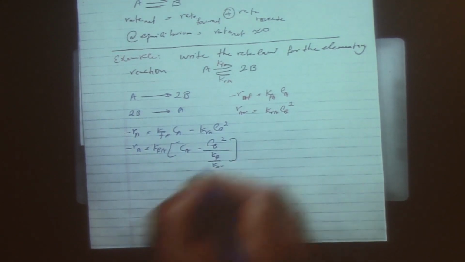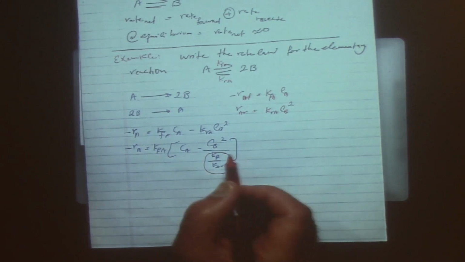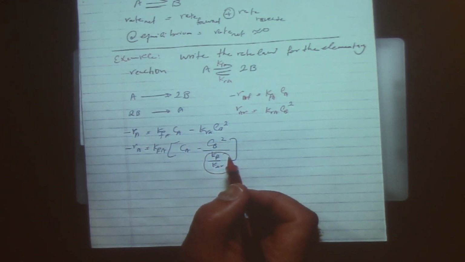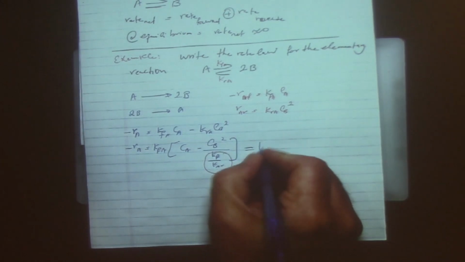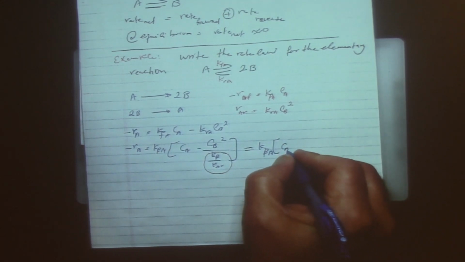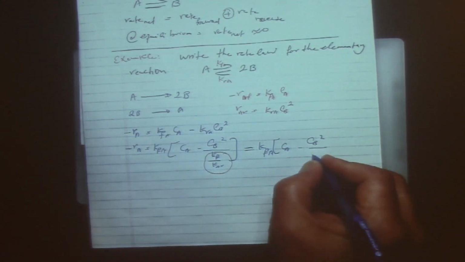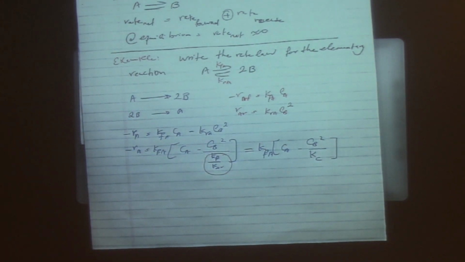What did we call this term, K forward divided by K reverse? We called it K_C, which has to do with the equilibrium, right? Capital K, as your book shows. So it would be K forward A times (C_A minus C_B squared divided by capital K_C), which is the equilibrium constant.